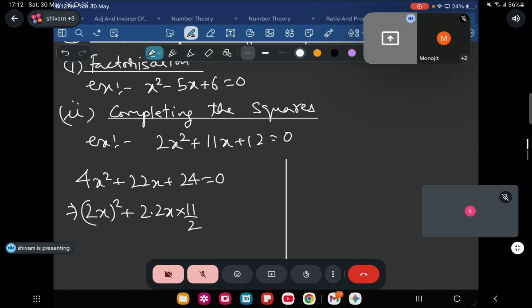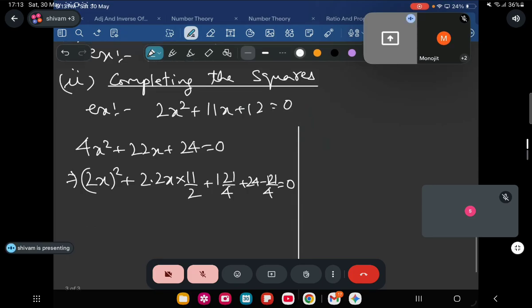Now you people tell me, what should we add to make it a perfect square? 11 by 2 whole square plus 121 by 4. Okay, plus 24 minus 121 by 4. Anyone having any doubt, you can ask me. This should be equal to 0. Okay, so what will it become? It will become 2x plus 11 by 2 whole square minus 96.